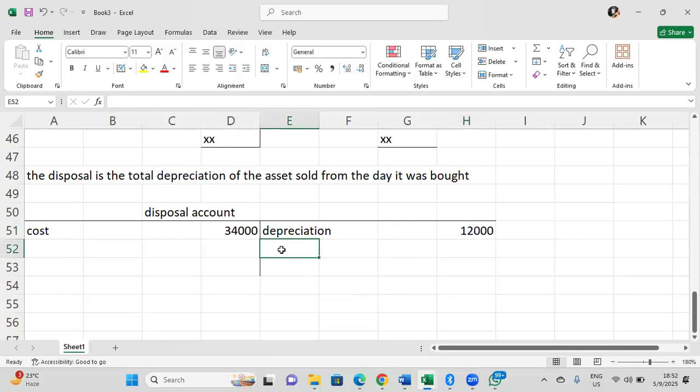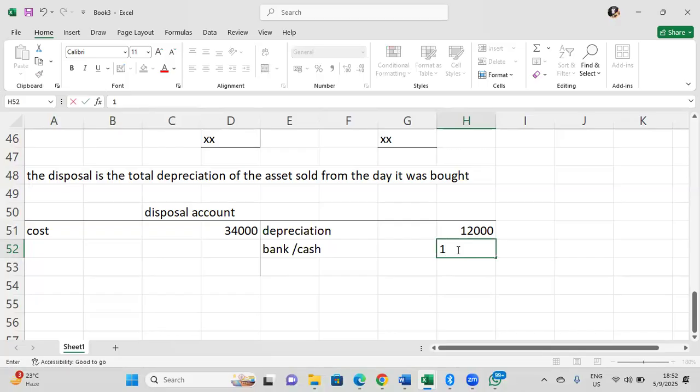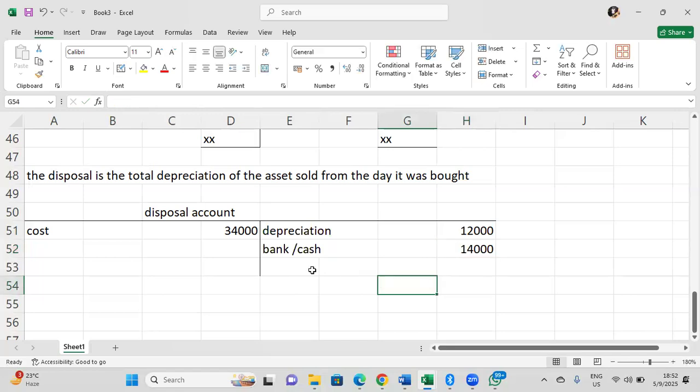Then besides the depreciation, we have the bank or cash. That's the money we sold it for. That's the price we sold the asset for. If the difference appears on the debit side, we call it a profit on sale. If it appears on the credit side, it's a loss on sale.